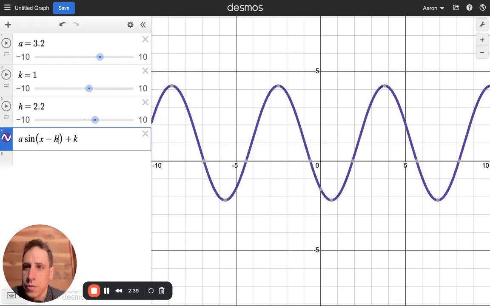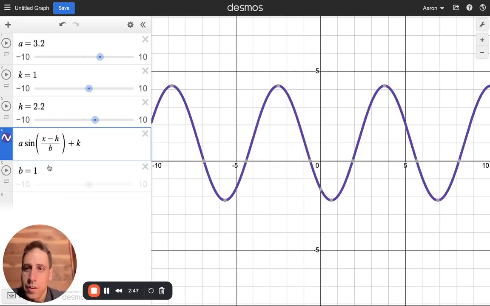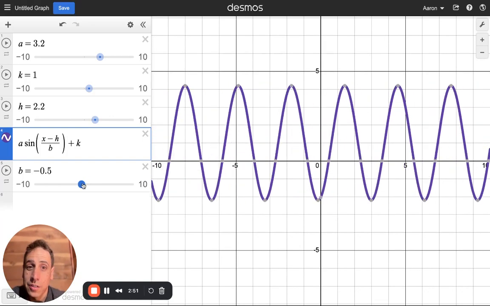We could even do, you can highlight all of this and press the divide symbol and maybe type a b here for another slider. This is going to be a horizontal dilation.